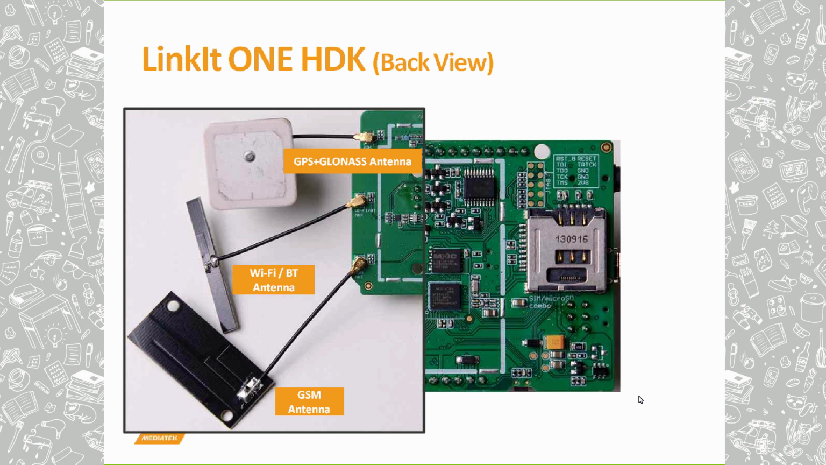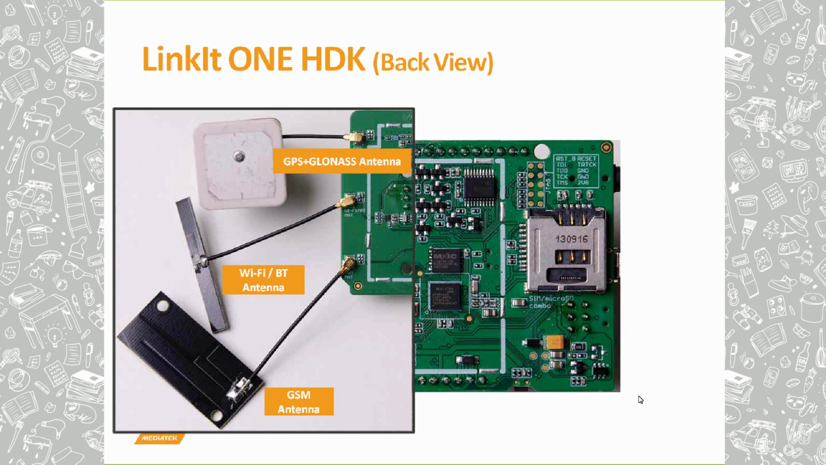So at the top one we have the GNSS antenna, which means it can support GPS, GLONASS and Beidou. At the moment we connected the GPS and GLONASS antenna, which is included in the hardware development kit. So when you buy the LinkIt ONE, you'll get all these antennas as well. The middle one is the Wi-Fi and Bluetooth antenna, and then at the bottom we have the GSM antenna.